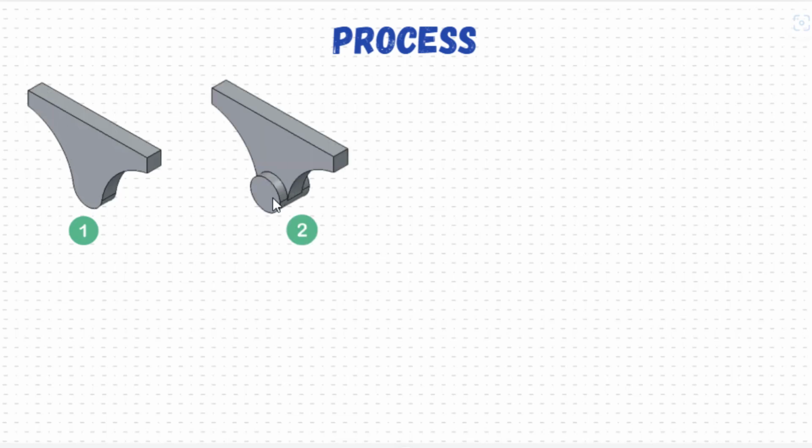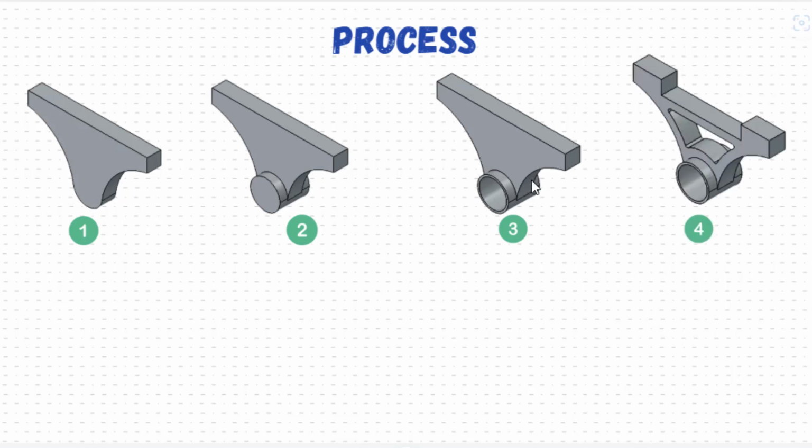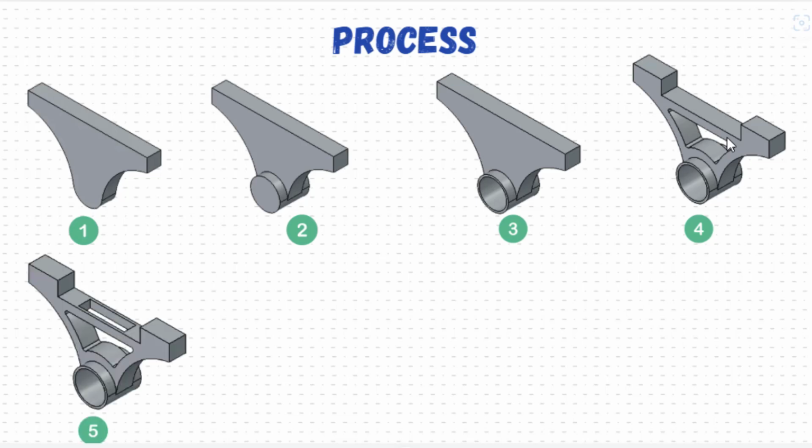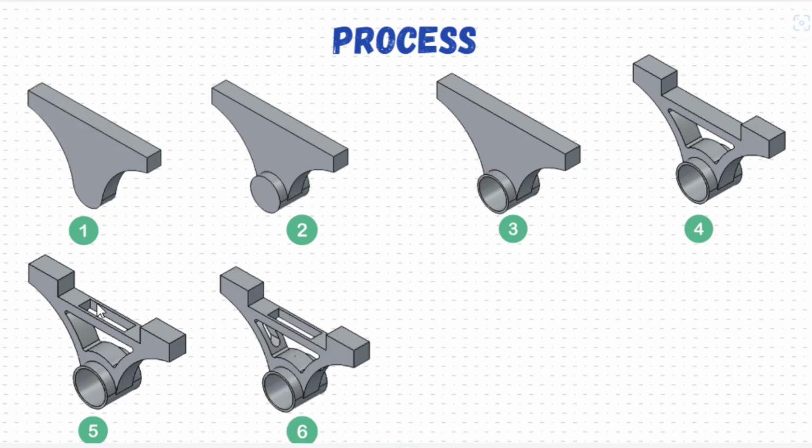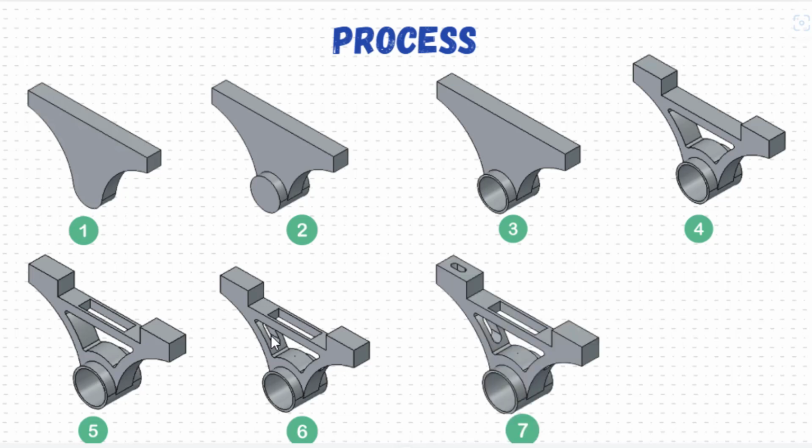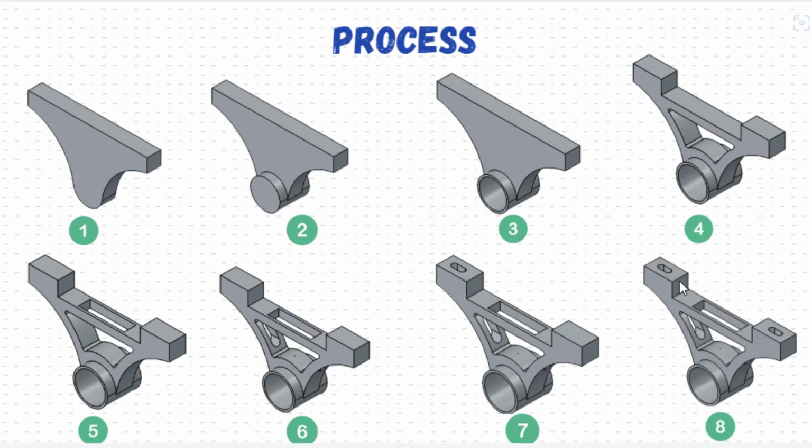Then we'll create another boss feature here over this face. Then we'll create another circle and give a pocket. Then from there we'll create these two pockets on the front face. Then on the top face we'll create another pocket feature, which is this rectangular shape. Then we'll create a slot on the right plane, then give a pocket. Then on the top face we'll create another slot, and the slot will be mirrored.